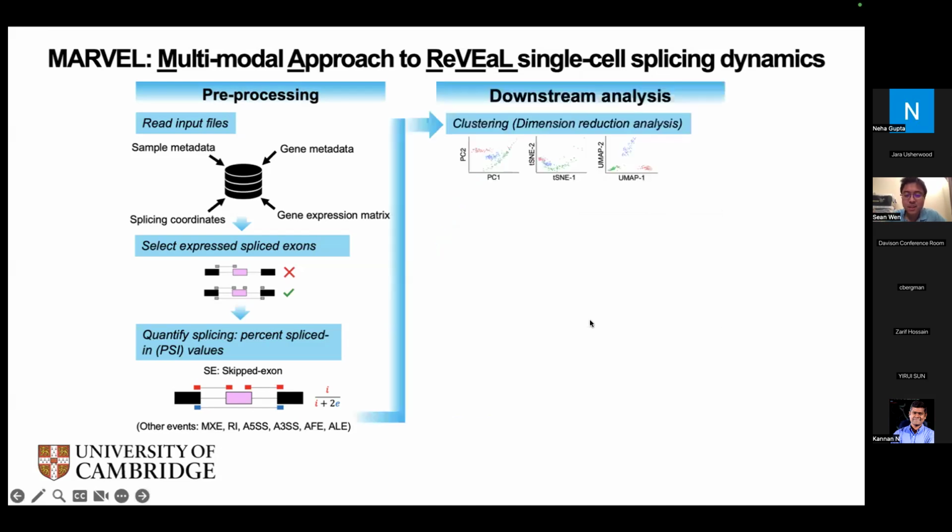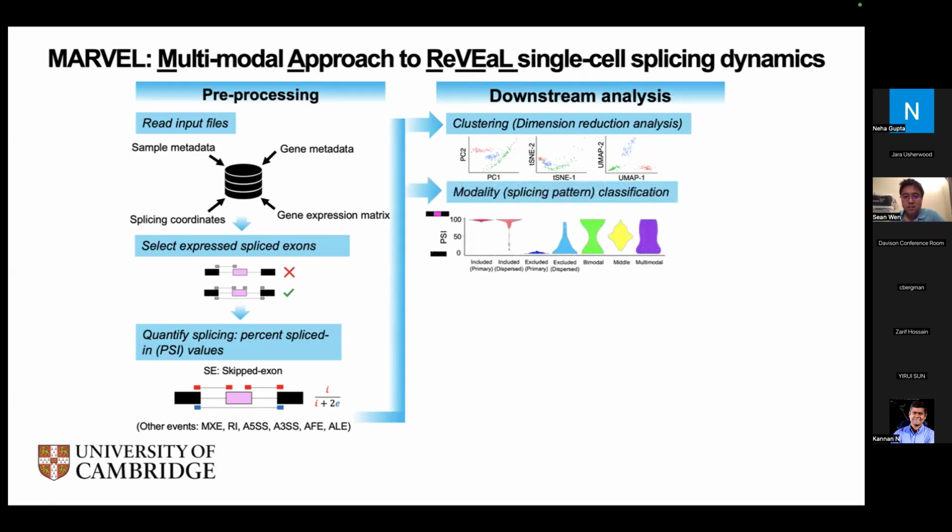Once we have quantified our splicing events, we can then proceed with the downstream analysis. Of course, the most exciting part is always the clustering analysis, because it gives an idea on whether the cell types that you included in your study are quite different or quite similar to each other. We can do this in three flavors. You can do this in a standard PCA. We can also do this in t-SNE or in UMAP.